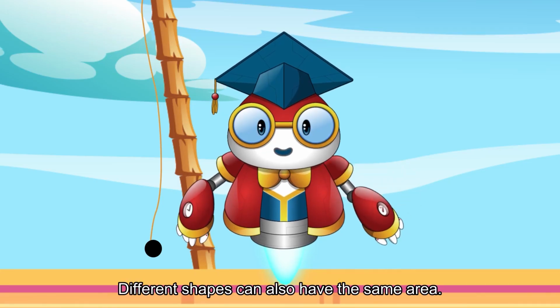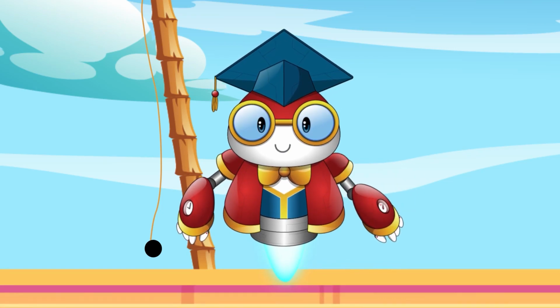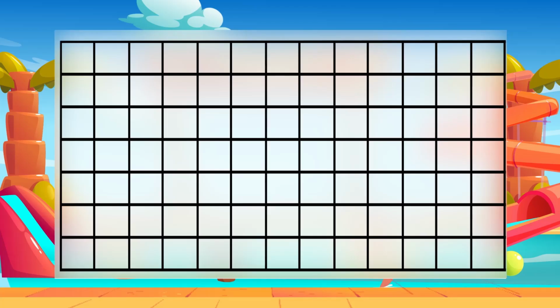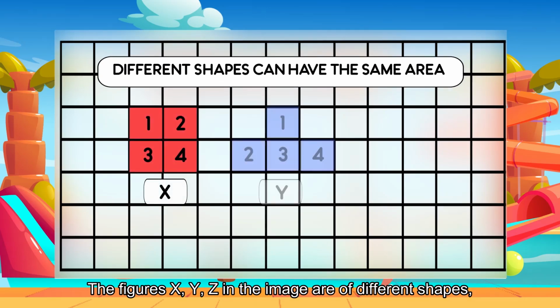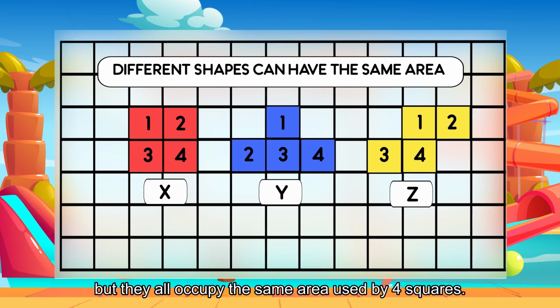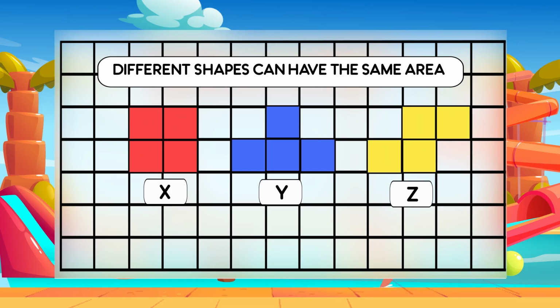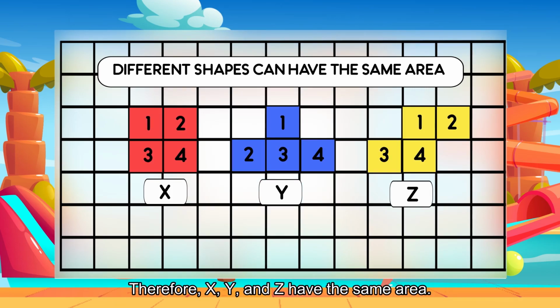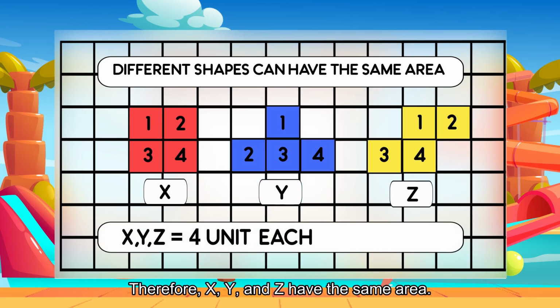Different shapes can also have the same area. The figures X, Y, Z in the image are of different shapes, but they all occupy the same area used by 4 squares. Therefore, X, Y, and Z have the same area.